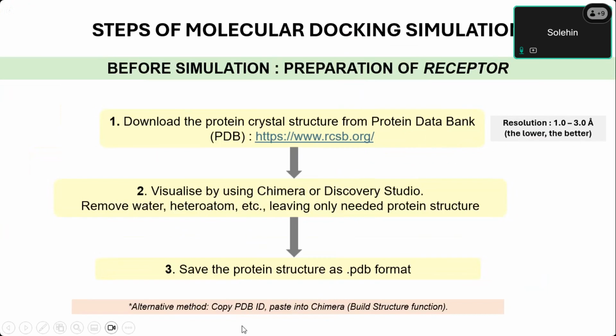Okay, the alternative method to retrieve the protein crystal is to simply copy the PDB ID and paste it into Chem3D using the Build Structure function. But I will start by downloading from the Protein Data Bank first.